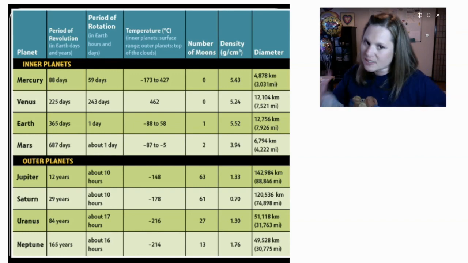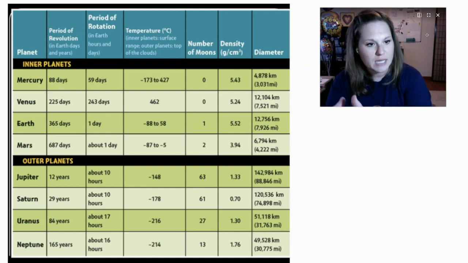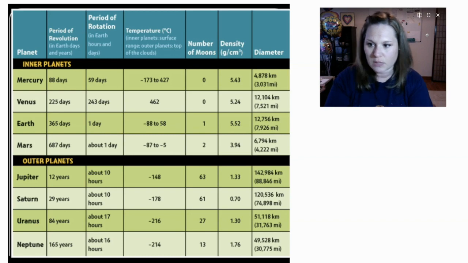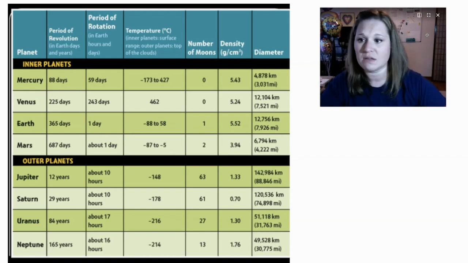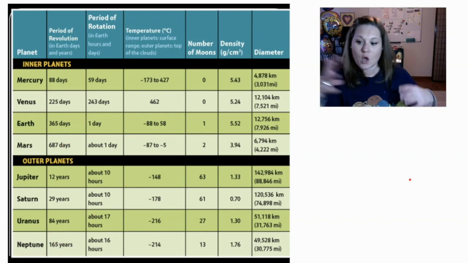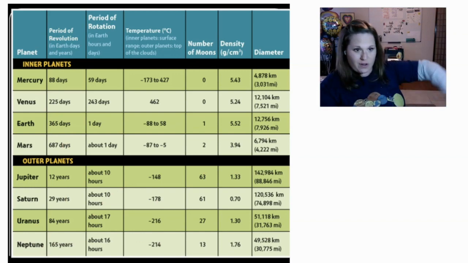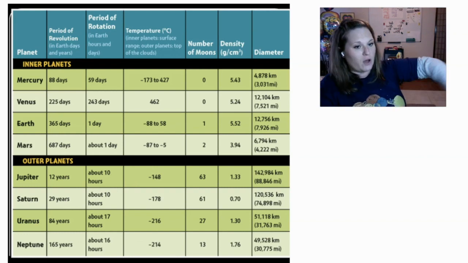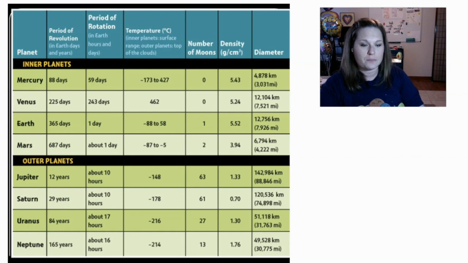All right, so I saved the best for last. The period of revolution. That is the amount of time it takes for each of these planets to go around the sun. And so we're going to look just here, this little section. But before we talk about that, what shape do these planets revolve in? When they go around the sun, what shape is that?